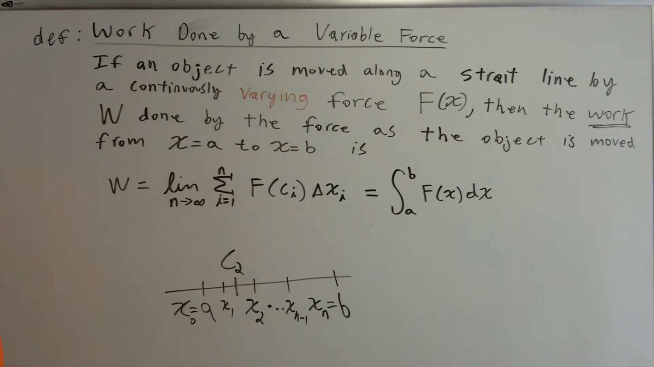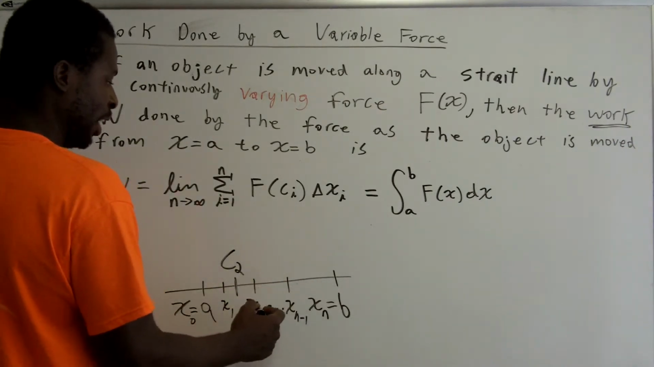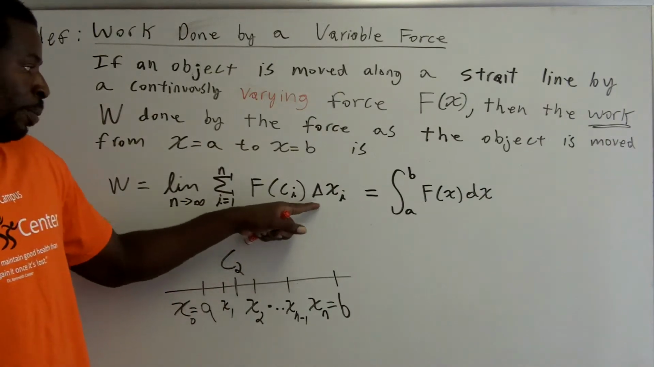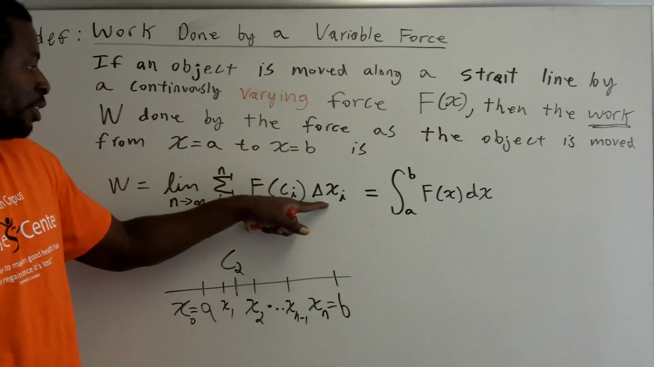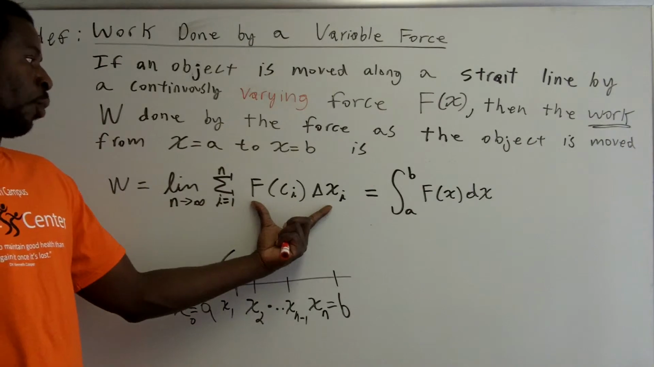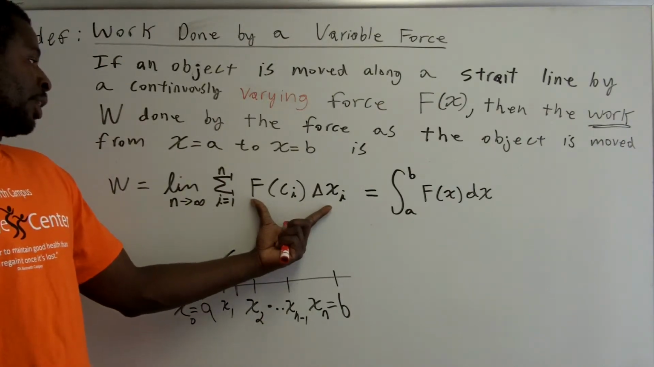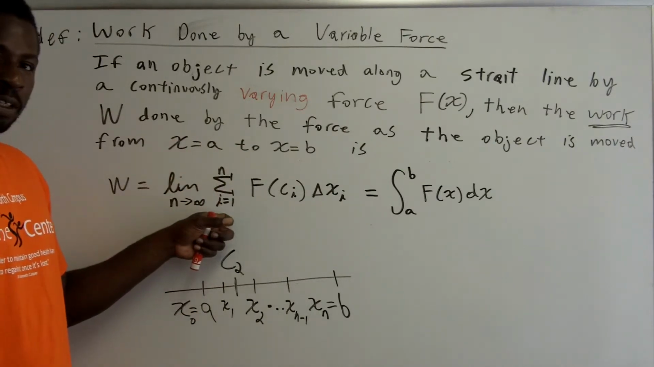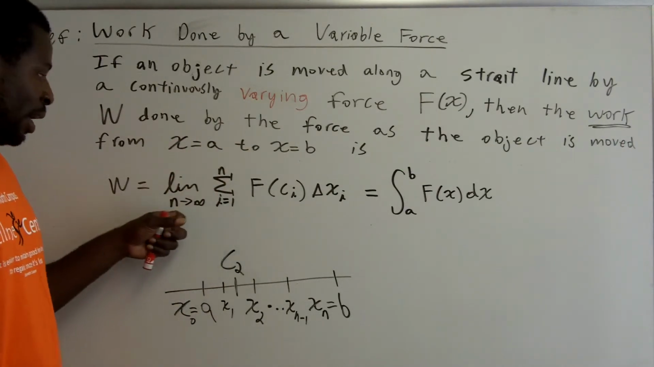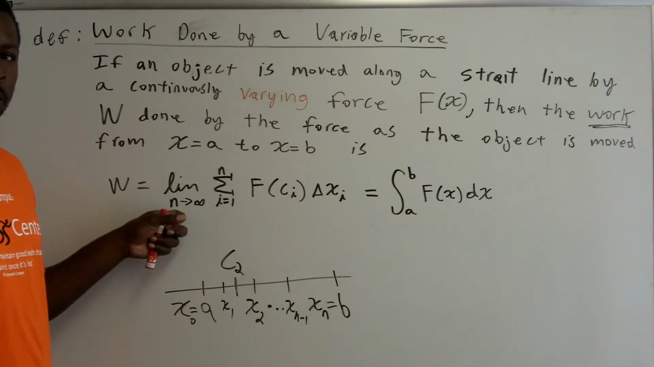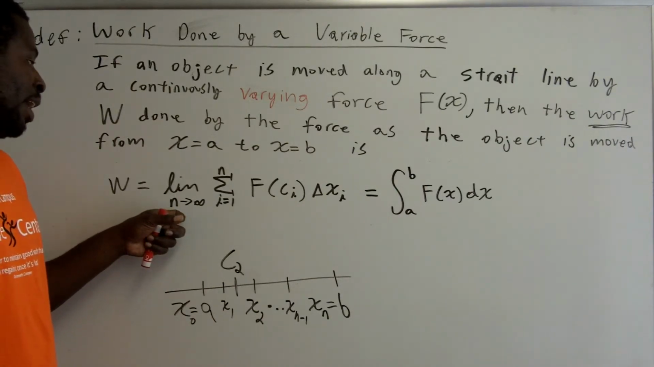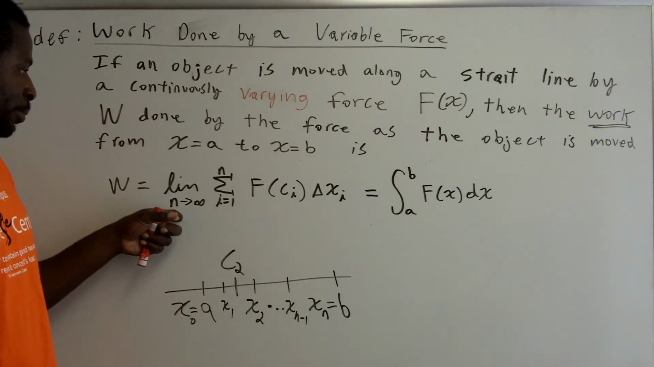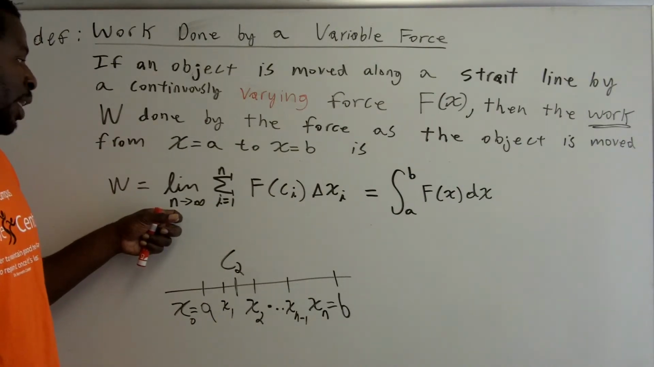So I'm going to choose a particular value ci on the ith subinterval, calculate the force, and then multiply it by the length of that subinterval. That's going to give me the work done on that subinterval. Then I'm going to add up all those little pieces of work to get the total work. And I want to take the limit as n goes to infinity, so that I have an infinite number of subintervals. That way, my approximation will be a lot better.